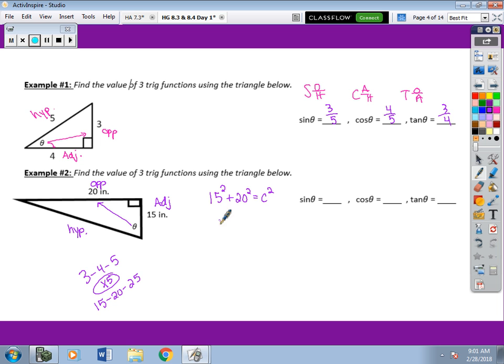So if you wanted to do Pythagorean theorem, you could. You'll end up getting 625, square root it, and you'll get 25. So put that on our picture. So now again, we use our SOHCAHTOA ratio from up here. So sine is opposite, 20, over hypotenuse, 25. Now we do want to reduce that. So 20 over 25 reduces by a factor of 5, and we will get 4/5.